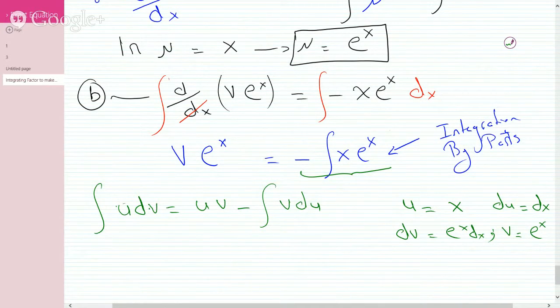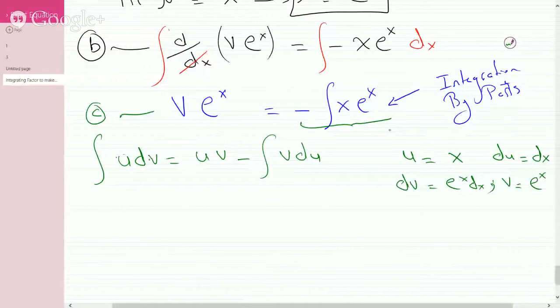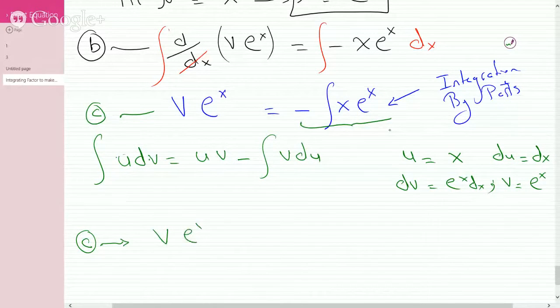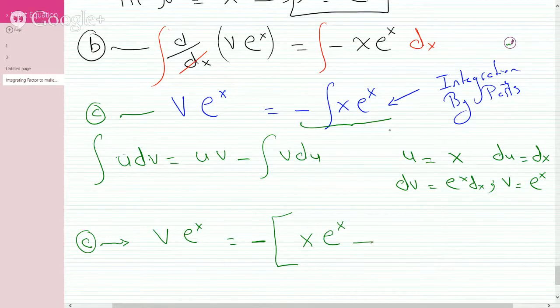Okay, and now we will make the substitution. So we will call this equation C. So now equation C becomes v e to the x is equal to, there's a minus sign here, and we will open a gate and carry the integration by parts inside the gate. So uv will be x e to the x minus the integral of v du, which will be the integral of e to the x dx, which will just be e to the x, because the integral of e to the x is just e to the x, plus c.